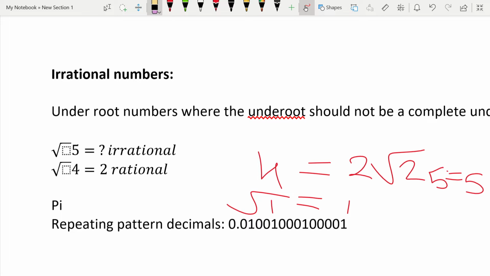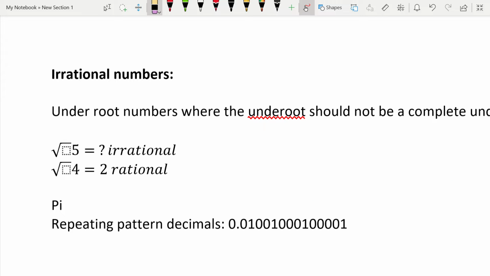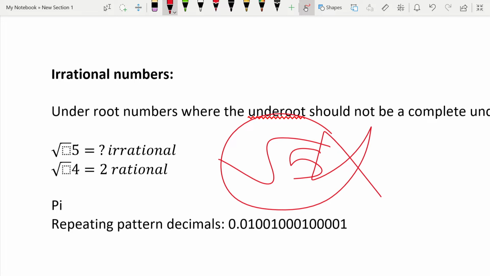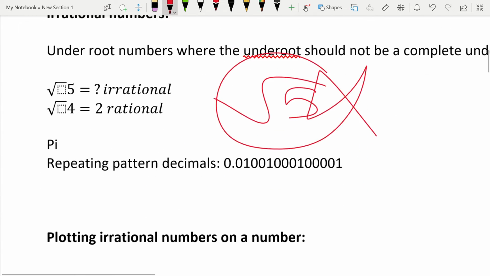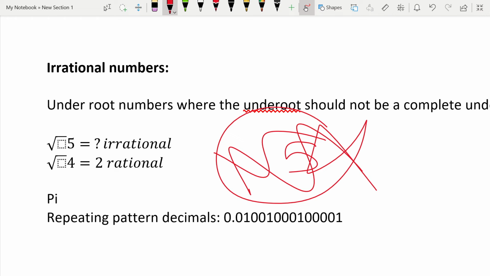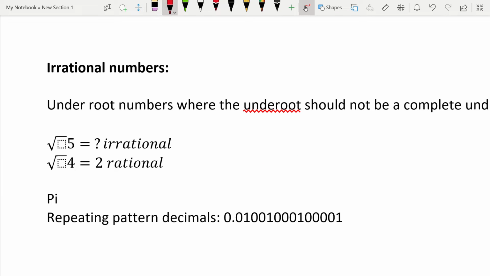Incomplete roots can be, let's rub this out, under root 5. Now, do you know the answer to under root 5? We haven't got it, but if you Google it up, you're surely going to find it. So this is not a complete root. This does not give us a whole number, or an integer. Okay. Now, under root 5 is irrational, while under root 4 is equal to 2, so it's rational.